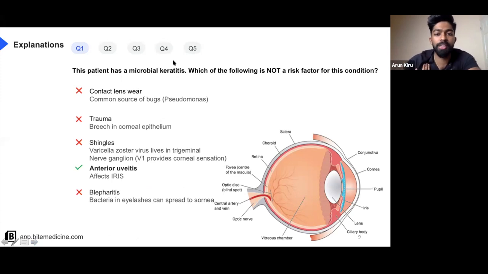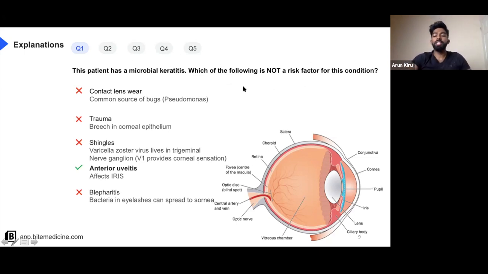So itis means inflammation, whatever it is. Appendicitis means inflammation of the appendix. Keratitis means inflammation of the cornea. Remember, the cornea is that clear window in the front of the eye. Microbial means that it's an infective cause, so a microbe: a bacteria, virus, a fungus, whatever. So it's an infective cause that's called inflammation of the cornea. Sometimes you get a sterile keratitis where it's not infective, but in this case, we know it's an infective cause of the keratitis.